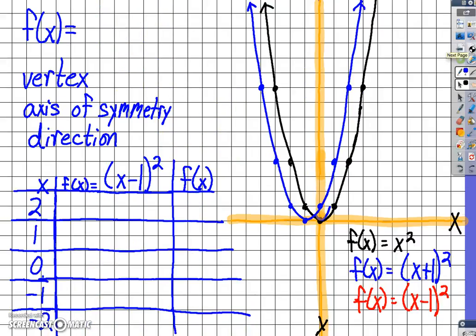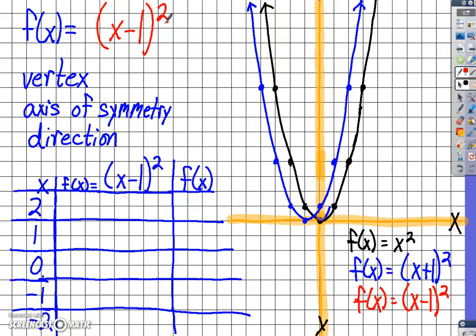Let's take a look at another one now. So for this one, let's go ahead and try f of x equals, well, we did x plus 1, so let's go with x minus 1 squared. So go ahead and hit pause on this video. We've got the two other graphs. We've looked at the parent function and the f of x equals x plus 1.